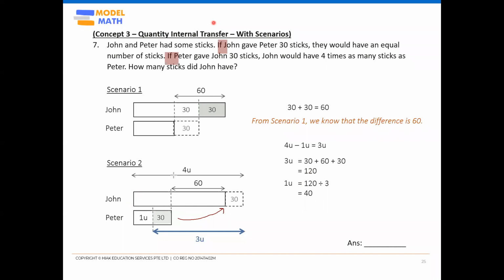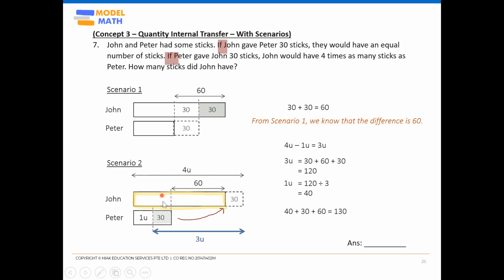So let me just draw it out in yellow. So John at first will be this part without the 30. Okay, so we're going to work out this part. To work out this part, you have a few ways. Some of you might want to go and find 4 units, 40 times 4, and then you minus 30. That works as well. Or some of you want to stick with finding 1 unit. You have found 1 unit, and then 1 unit plus 30 plus 60. So either way works. Okay, so I'm going to do the addition method.